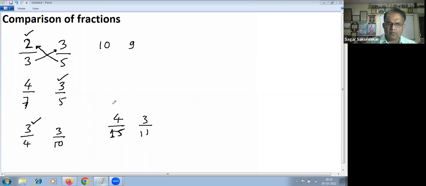11 × 4 is 44. This will be 44 here. Whereas here, 15 × 3 is 45. So second is greater. Satvik, is it clear? This is 44, this is 45. 45 is greater, so this fraction is greater.